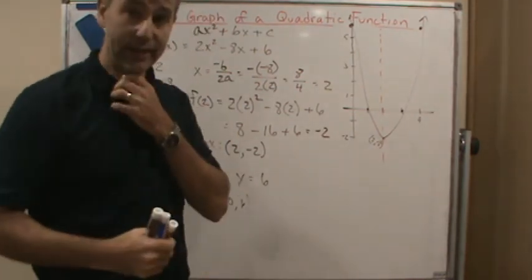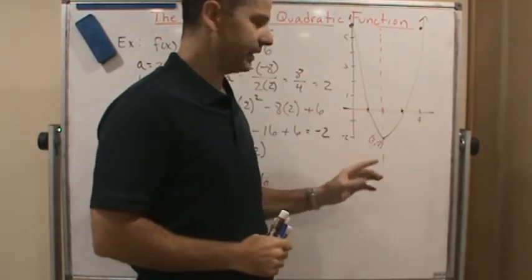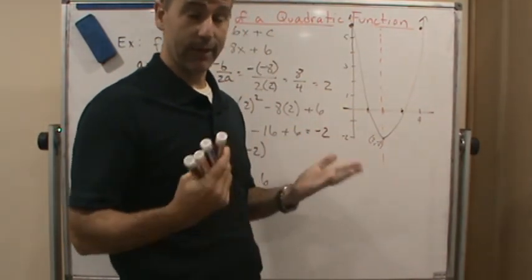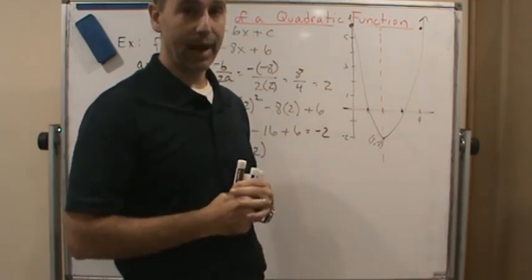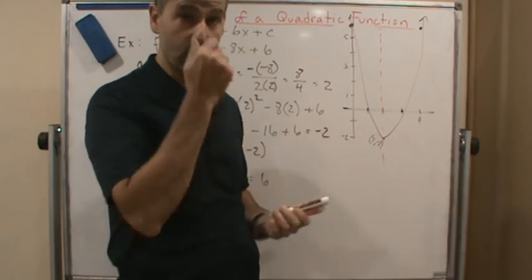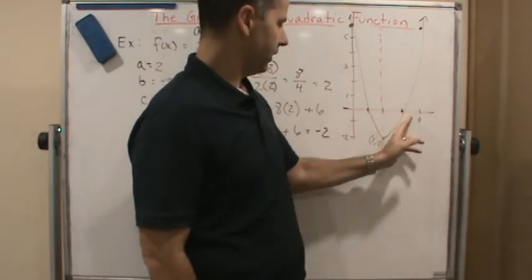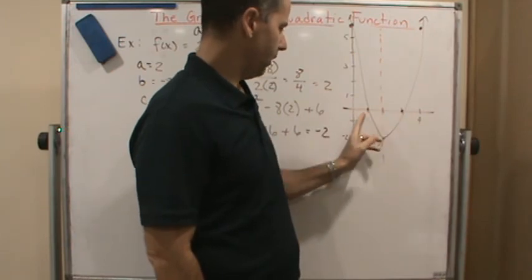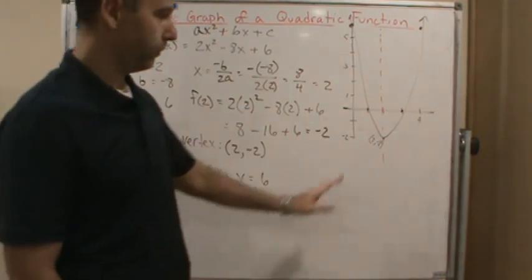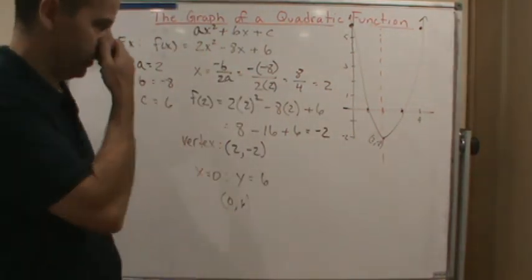We could also find the x-intercepts, where along the x-axis the parabola intersects. Now, again, not all parabolas have x-intercepts, but if they do, we could plot those as well. In this case, the x-intercepts are at 1, 0 and 3, 0, because this is from the other example that I did.